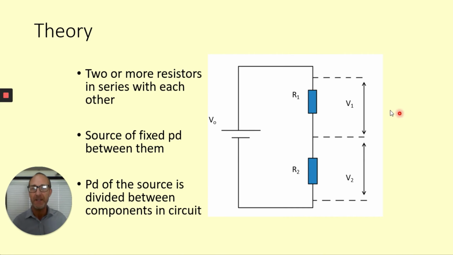So that's the aim of the potential divider, to get an output that potentially could vary. If this was a variable resistor or an LDR or a thermistor, this resistance changing would change this output here as well. So that's basically the idea of why we have a potential divider. So the source potential difference is shared across these two resistors.